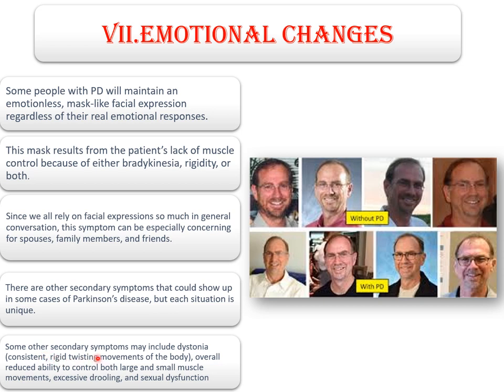Some other secondary symptoms may include dystonia, which is rigid twisting movement of the body, overall reduced ability to control both large and small muscle movements, excessive drooling, and sexual dysfunction.